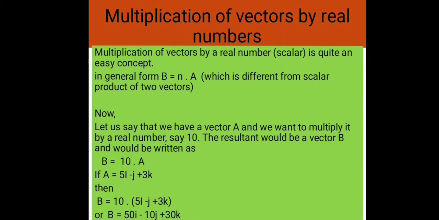So if a vector equals 5 i cap minus j cap plus 3 k cap, then b equals 10 into 5 i cap minus j cap plus 3 k cap, which equals 50 i cap minus 10 j cap plus 30 k cap.